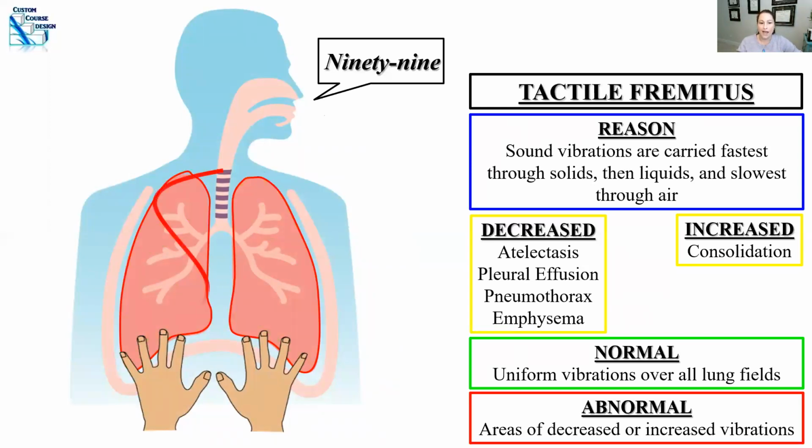In something that is abnormal, it will either be decreased in things like atelectasis, pleural effusion, pneumothorax, or emphysema, because we're feeling through a liquid or a gas. In consolidation, because that's a solid, remember that that vibration is transmitted a little bit faster. So tactile fremitus will be increased in consolidation and decreased in atelectasis, pleural effusion, pneumothorax, and emphysema.